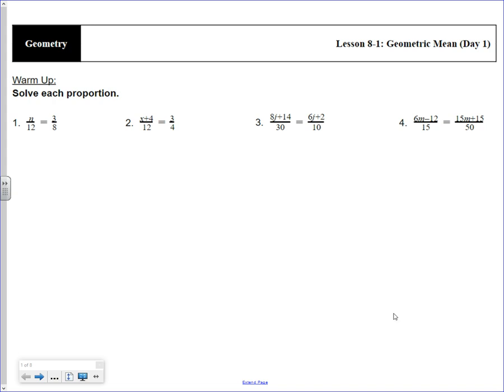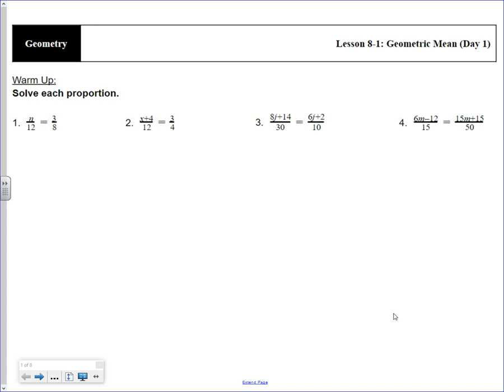All right, ladies and gentlemen, we are jumping into Chapter 8. Chapter 8 is all about right triangles. Every single thing we do in Chapter 8 will have a right triangle in it. And you can see that right at the bottom of your page there, correct? If you flip it over, you'll also see lots and lots of right triangles.